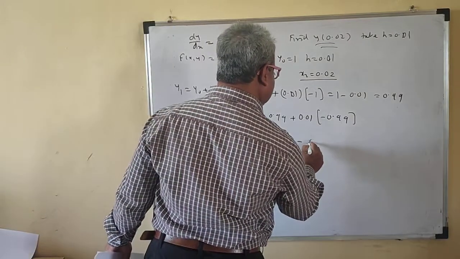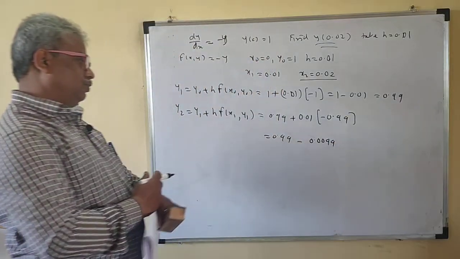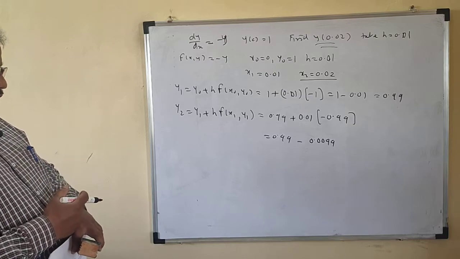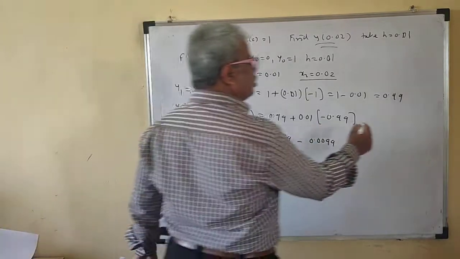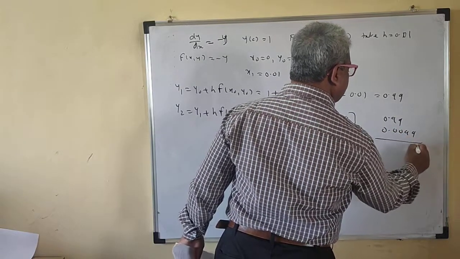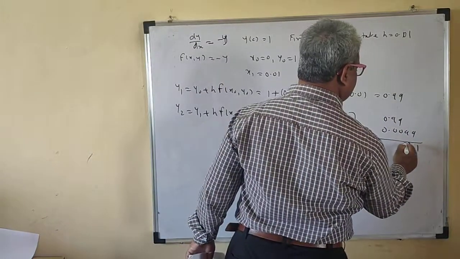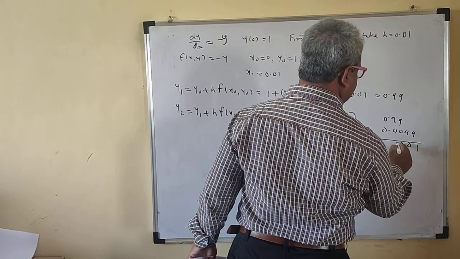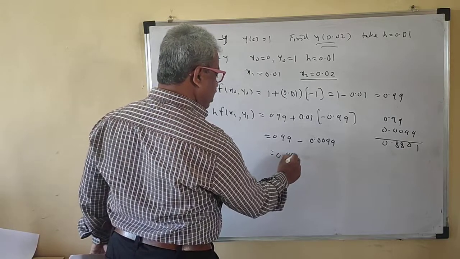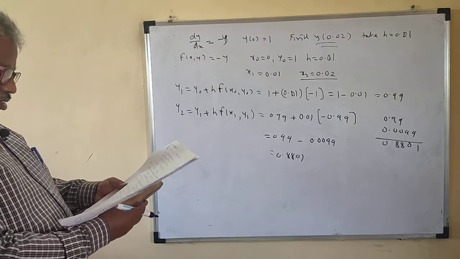How to take the product? The product is 0.0099. The product is 99, so you have to take 4 decimal places. Now 0.99 minus 0.0099 gives 0.9801. This will be the required answer. Okay, so check the answer for this one.